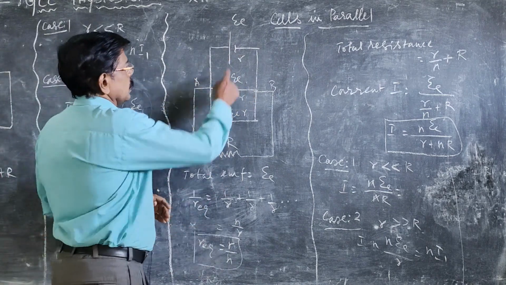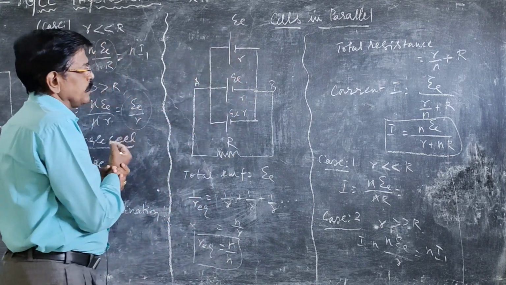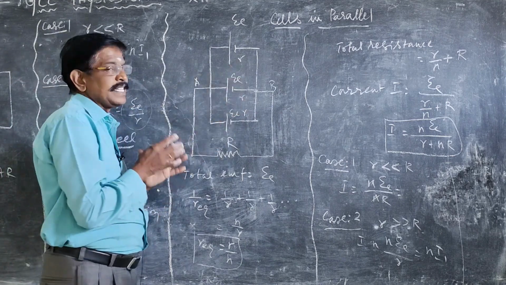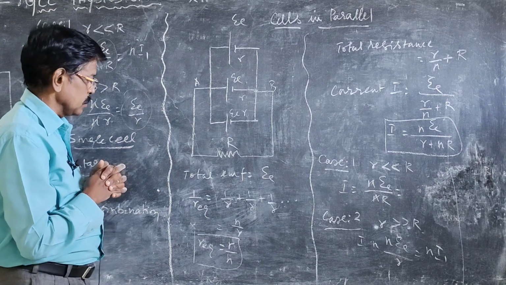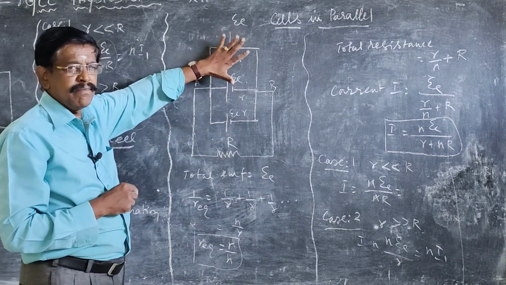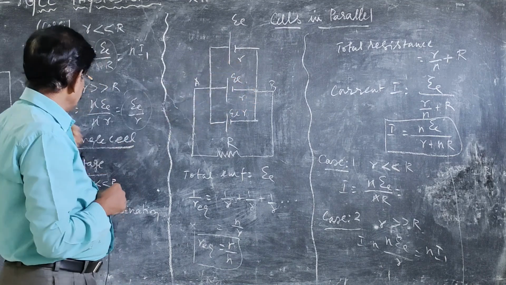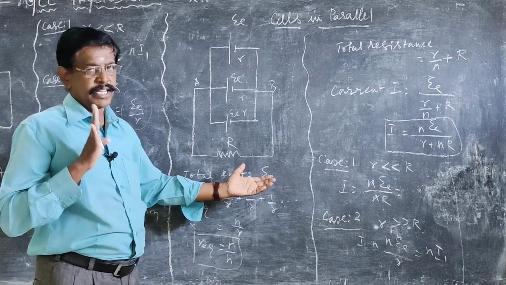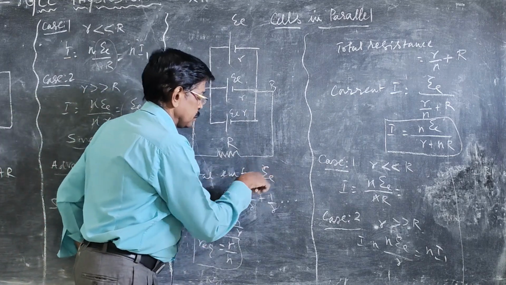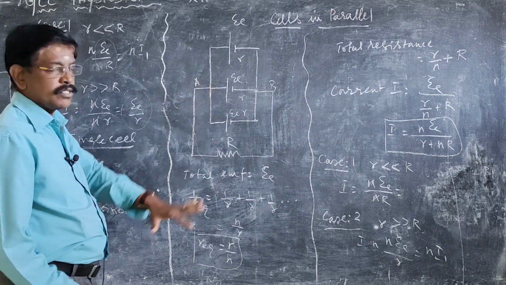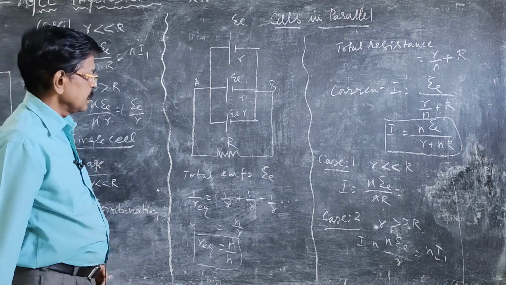So as usual, psi is the EMF of all the individual cells, and r is the internal resistance of each and every cell. Since all are in parallel, the same value will occur. In the first case, n psi. Here the total EMF is what? The psi only. Then the equivalent resistance or the total resistance in the circuit we have to calculate.